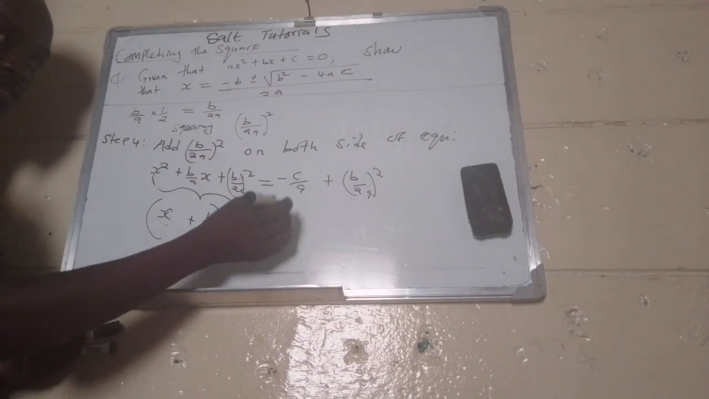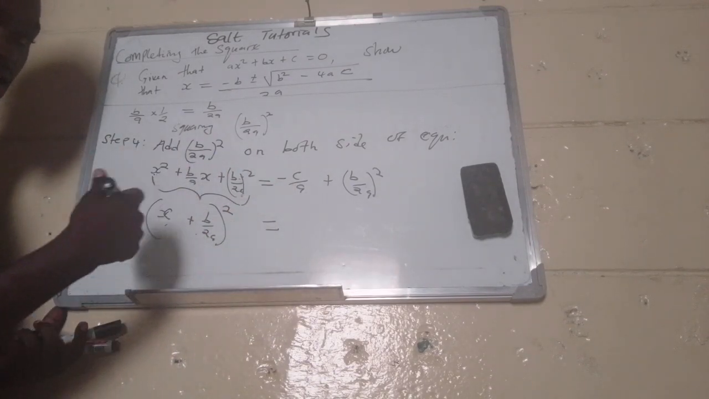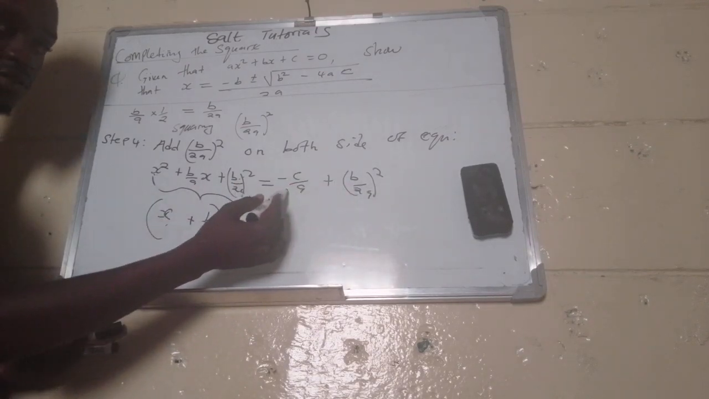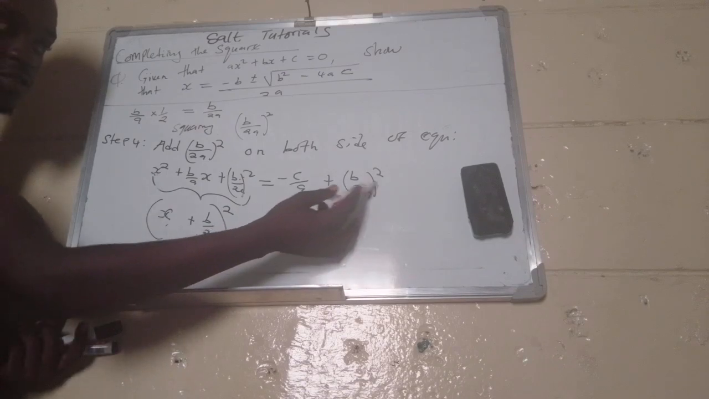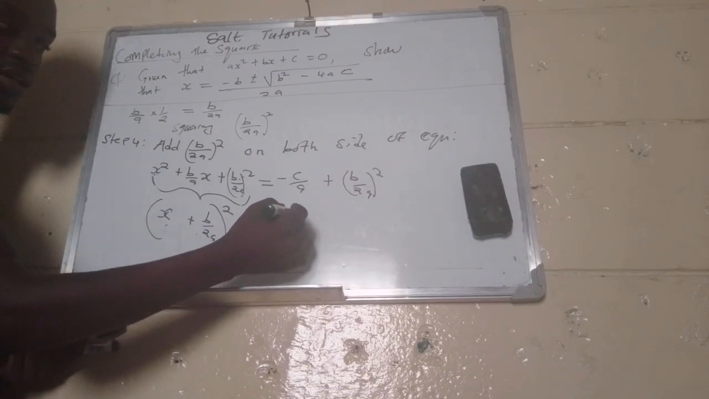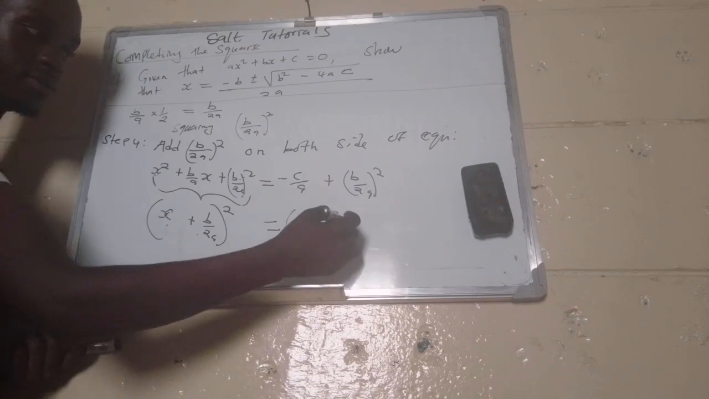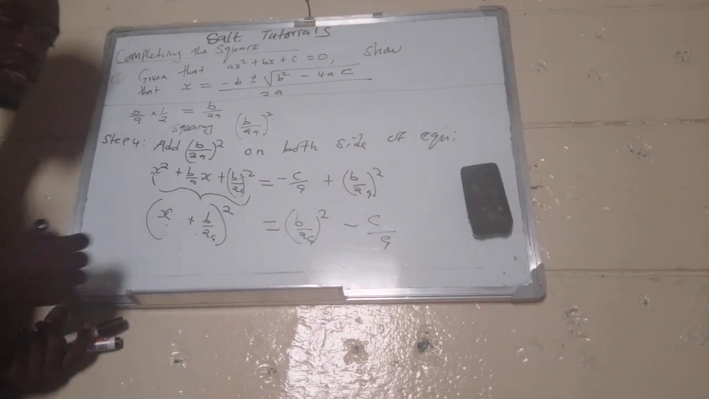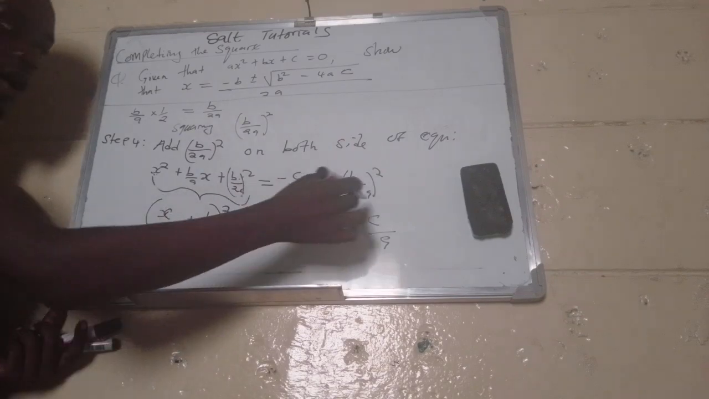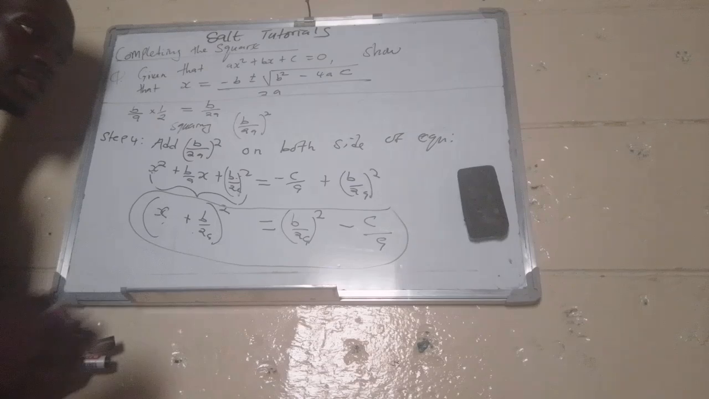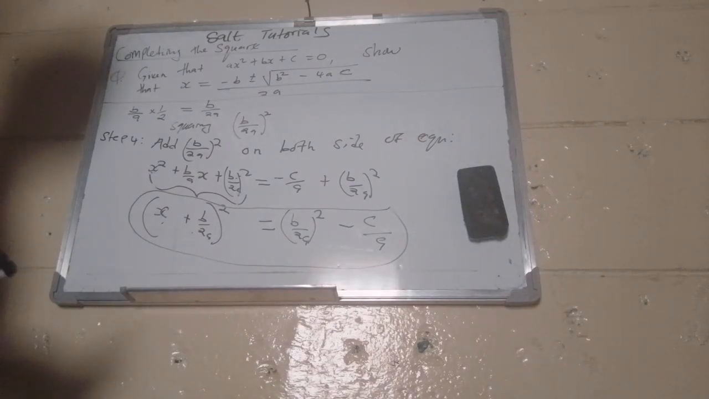But on your right hand side, you still have negative c over a. Now, most of the time mathematically, we always want to write things starting with the positive. This is negative c over a, and this is positive. So I can write this as positive (b over 2a) squared minus c over a. It's still the same thing. So this is what I'm working with now.